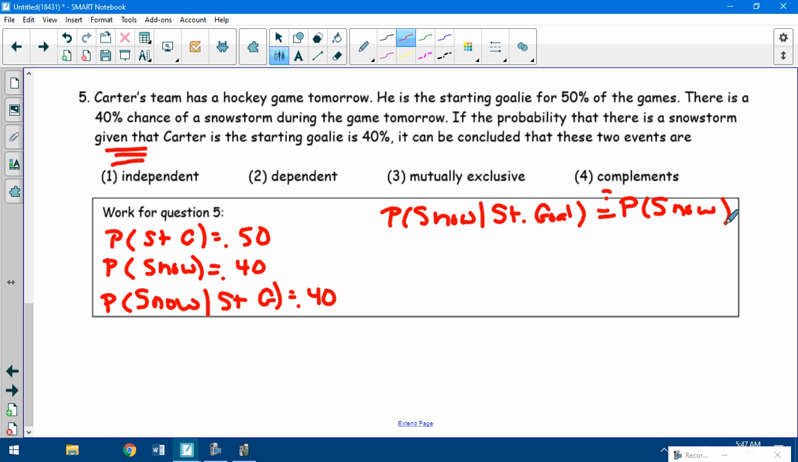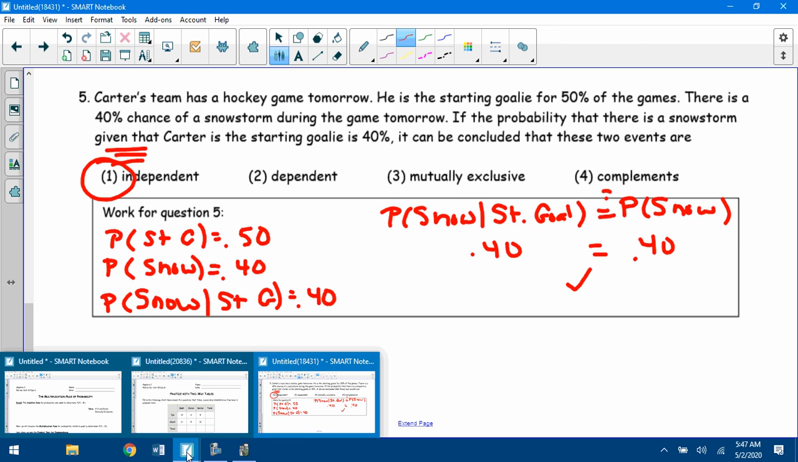Is that equal to probability of snow? That would mean it's independent, because that means the fact that he was a starting goalie had no impact on the probability of whether or not it snowed. And 0.40 is equal to 0.40. So that means, yes, it is independent. If you wanted to use the product test, you could still do that, but it would be a lot more work because you'd have to use the given formula first, solve for the probability of snow and goalie, and then use the product test. So based off of the information that was given, that was the easier test to use.